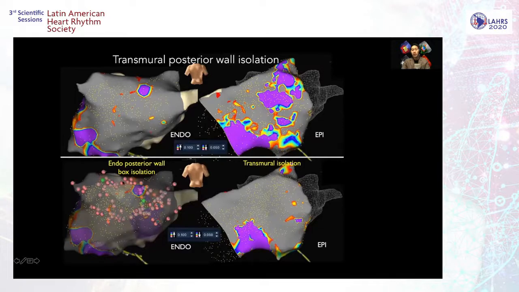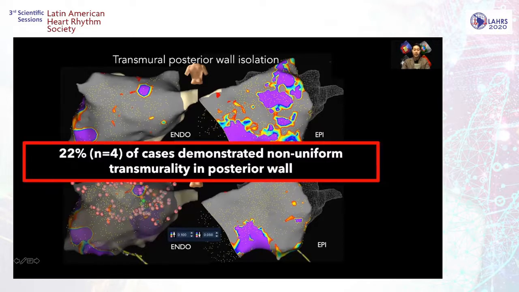We completed a box lesion just because of these 4 points that showed that there was relative sparing, given the knowledge that the epicardium was spared. And then we can demonstrate that the posterior wall is isolated on the epi as well as the endo. 4 cases, 22%, demonstrated non-uniform transmurality in the posterior wall.